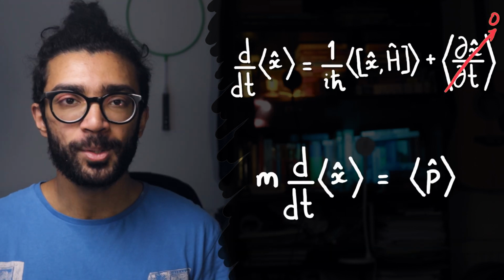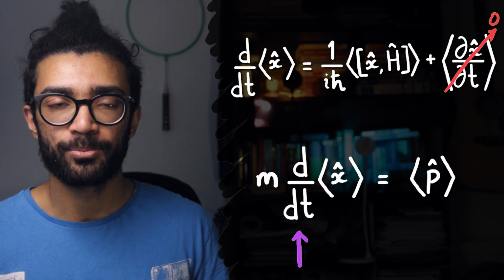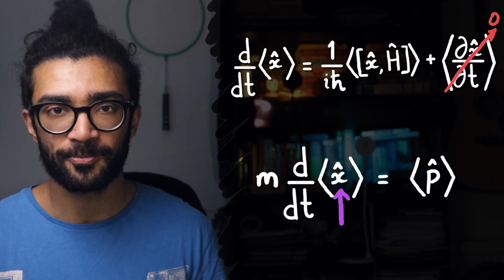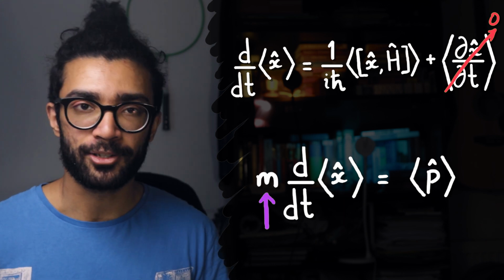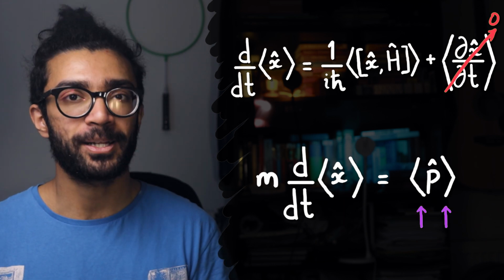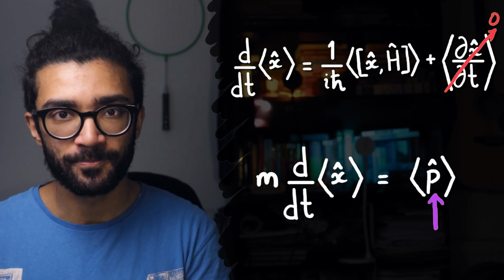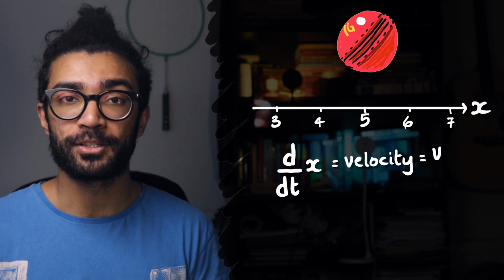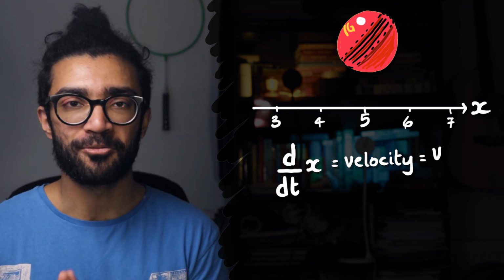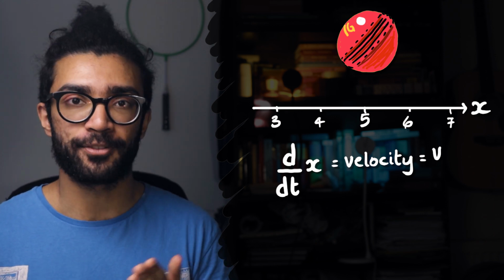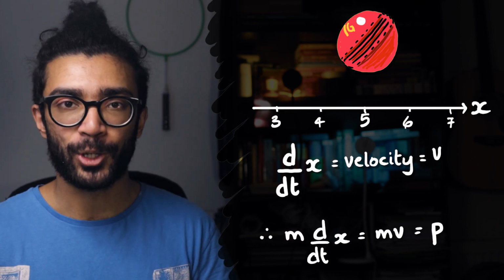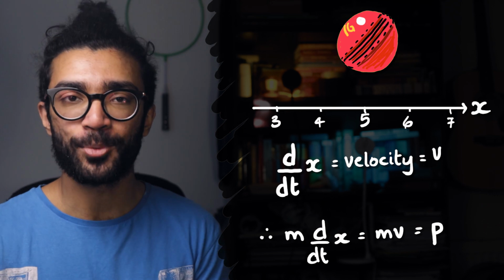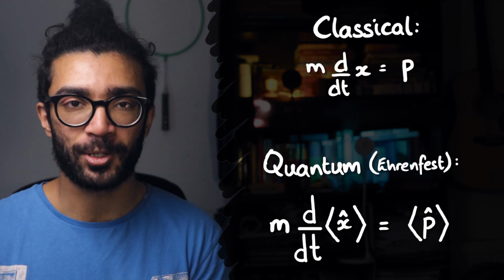When the dust settles, what we find is that the rate of change of the expectation value of the position of our electron in this case, multiplied by the mass m of the electron, is equal to the expectation value of its momentum. If we think back to classical physics for a second, let's recall that the rate of change of the position of, say, a cricket ball with respect to time is the same thing as its velocity. And when we multiply the velocity of an object by its mass, we find its momentum. And this is where Ehrenfest's theorem links classical physics to quantum mechanics.